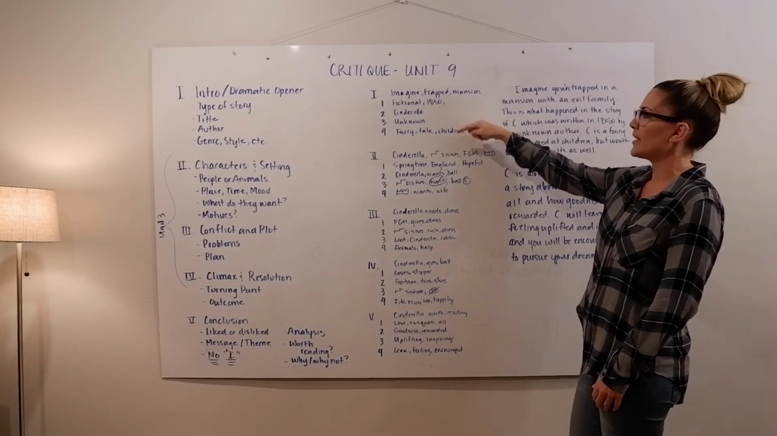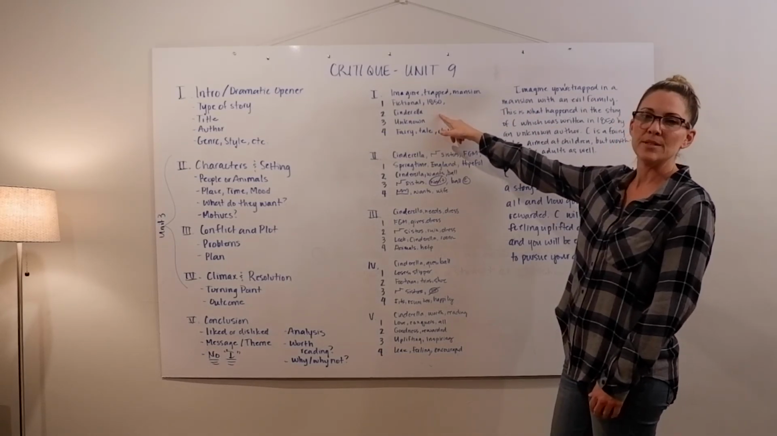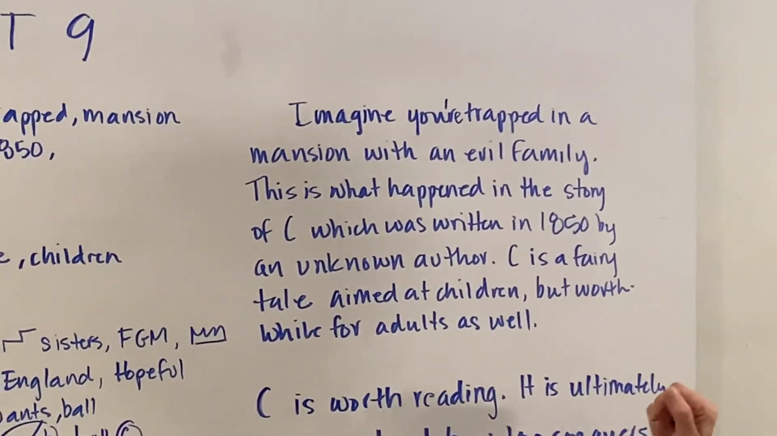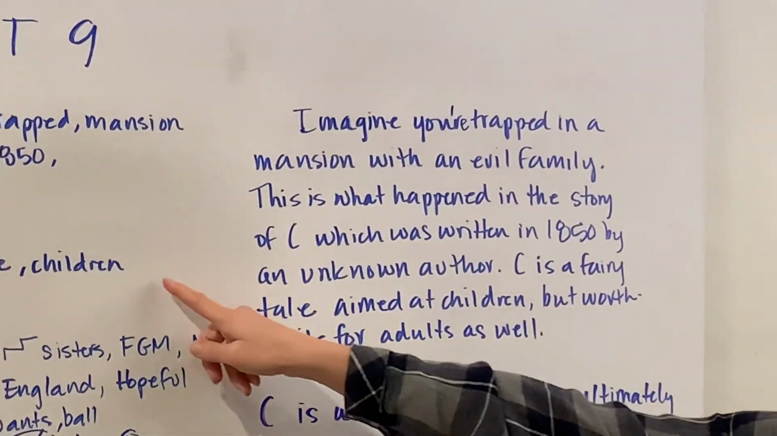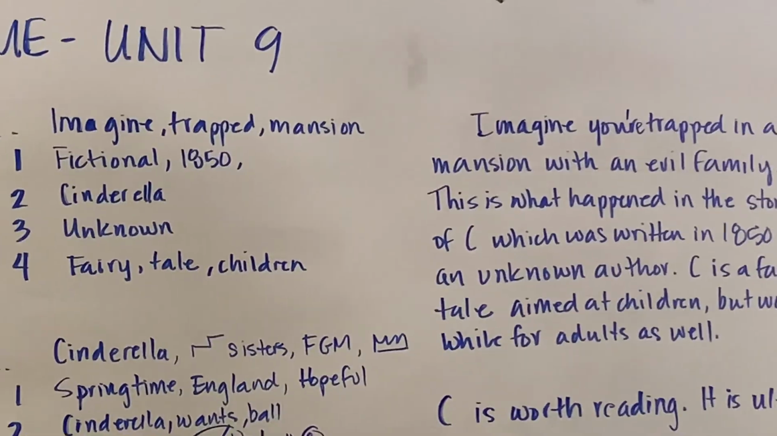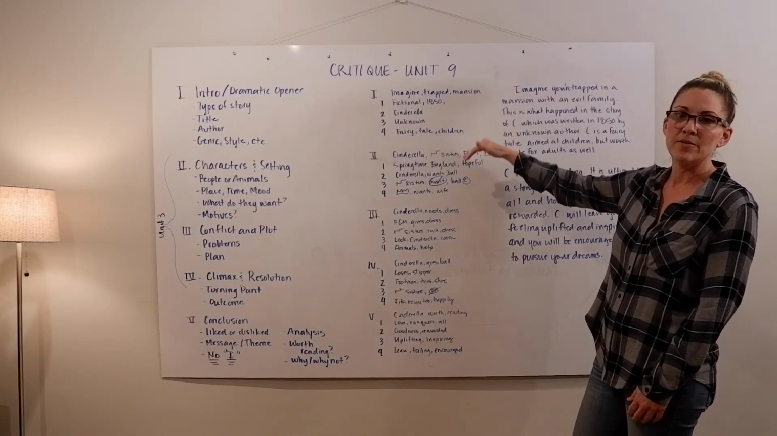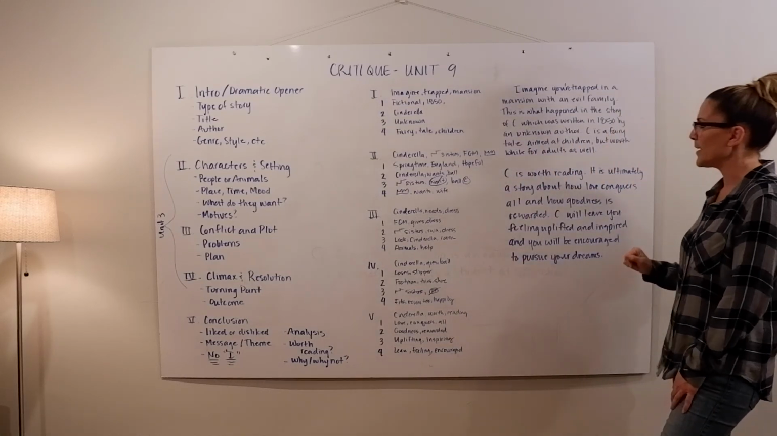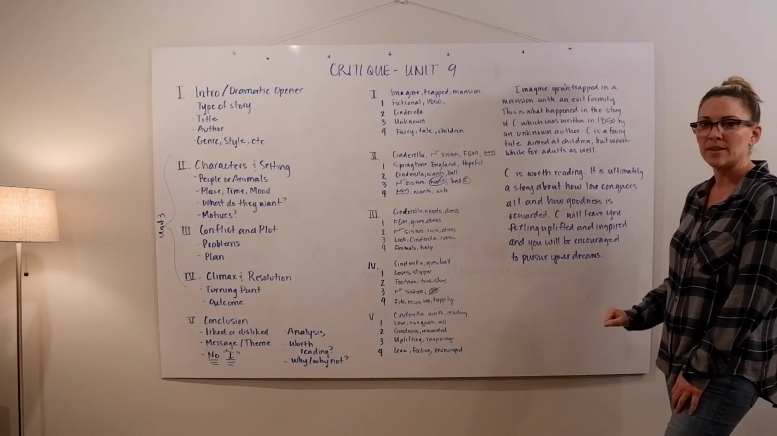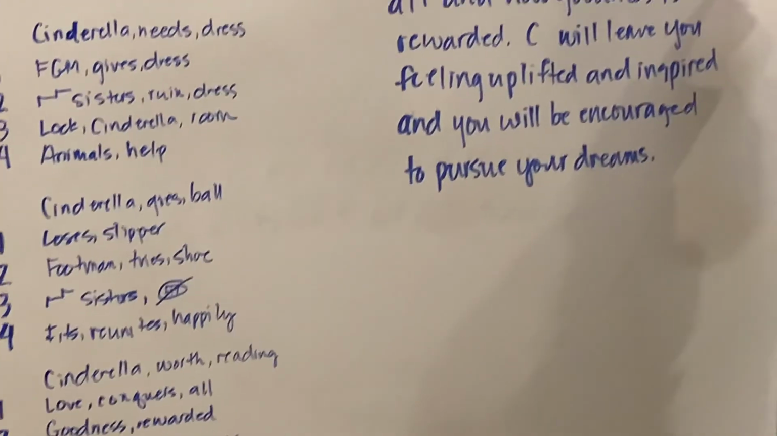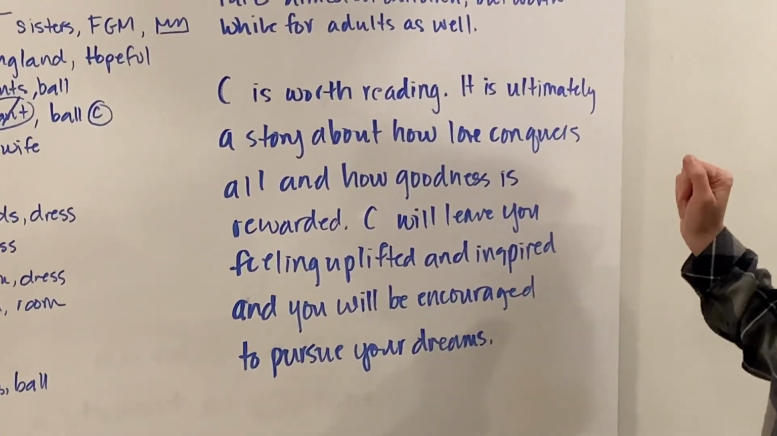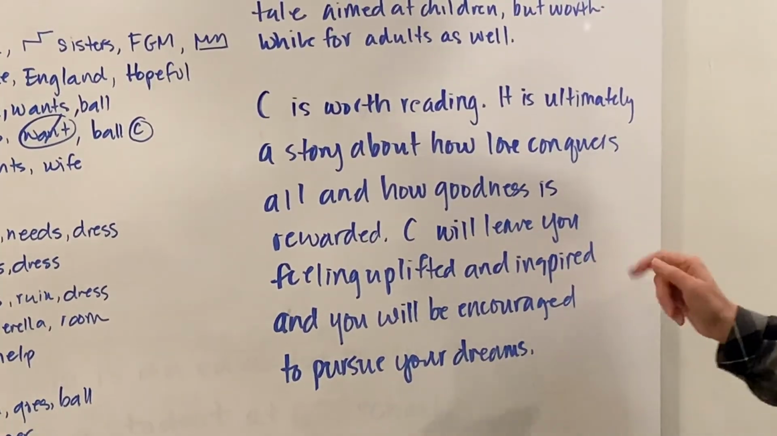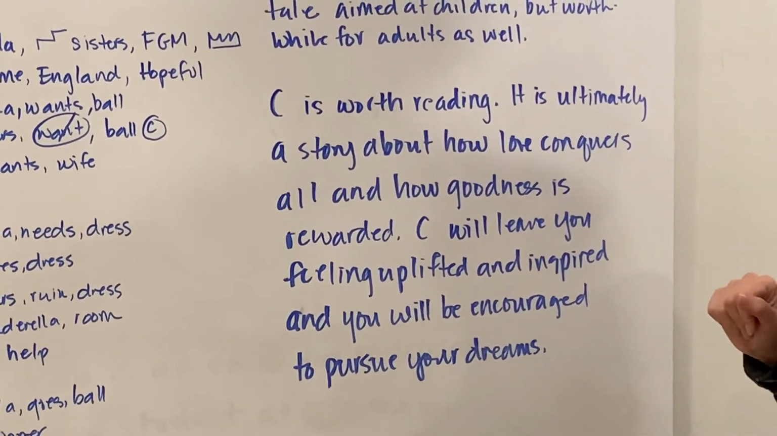And then I decided to rearrange these because it just made more sense to introduce Cinderella first. So I put, this is what happened in the story of Cinderella, which was written in 1850 by an unknown author. Cinderella is a fairy tale aimed at children, but worthwhile for adults as well. So you can see that I covered all of the information in my keyword outline in my introductory paragraph. Now, moving down to my last paragraph, my conclusion, I'm going to just write sentences based on these keywords here. So, Cinderella is worth reading. It is ultimately a story about how love conquers all and how goodness is rewarded. Cinderella will leave you feeling uplifted, or I could say leave the reader feeling uplifted and inspired, and you will be encouraged to pursue your dreams.